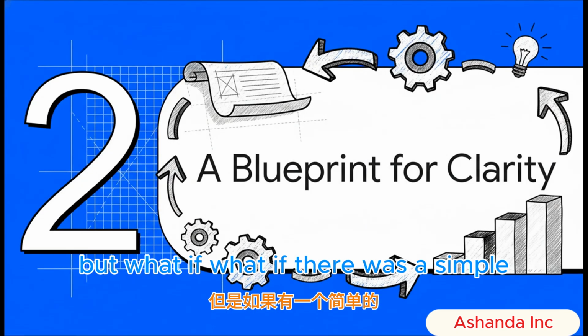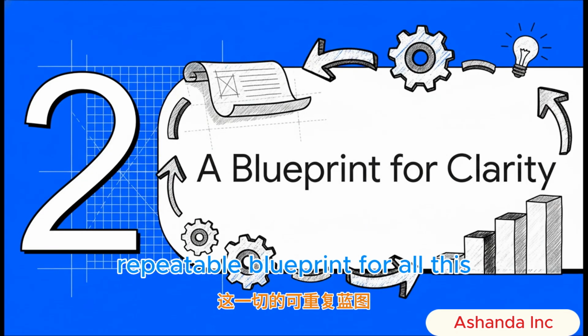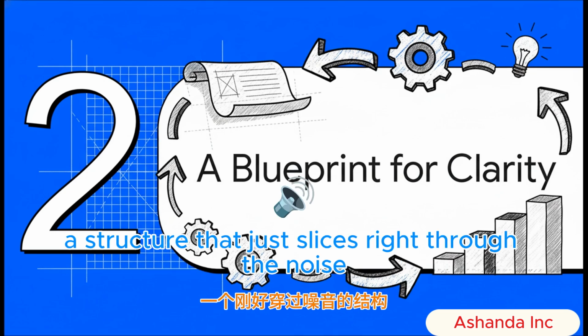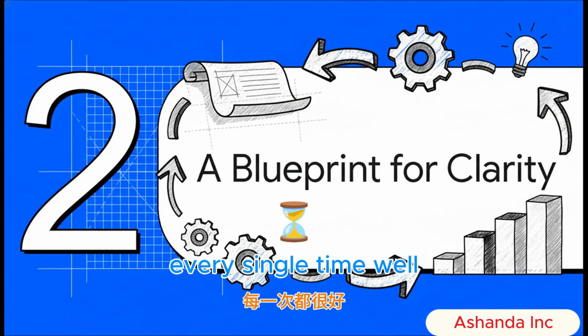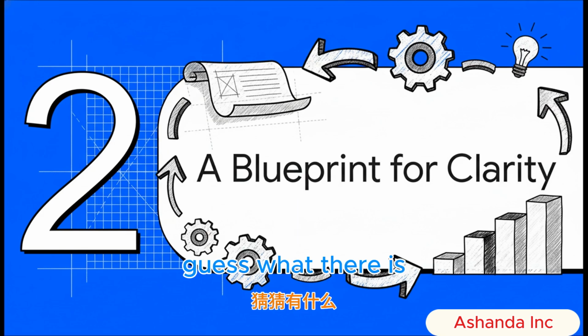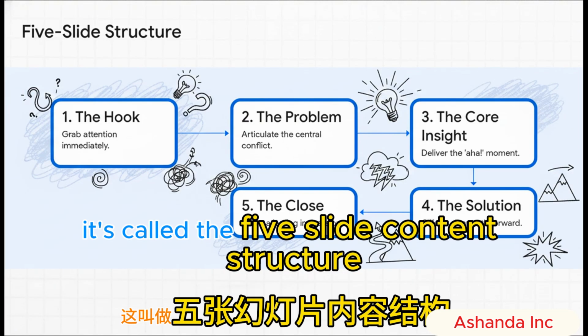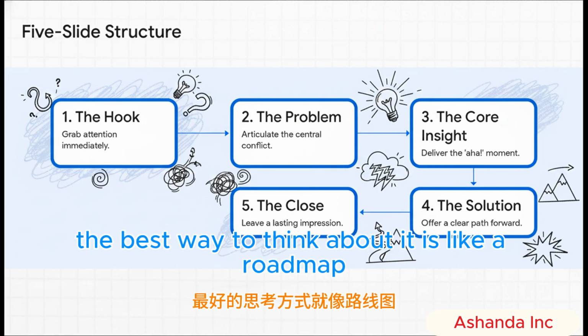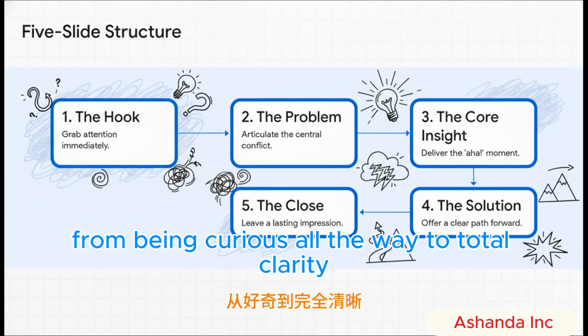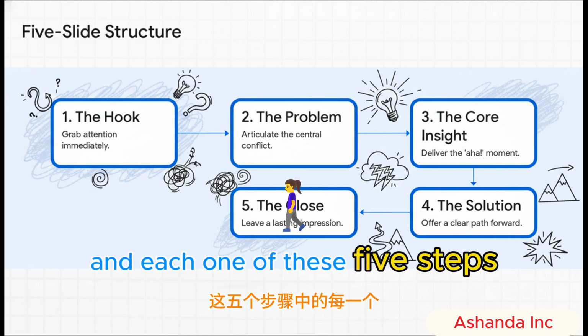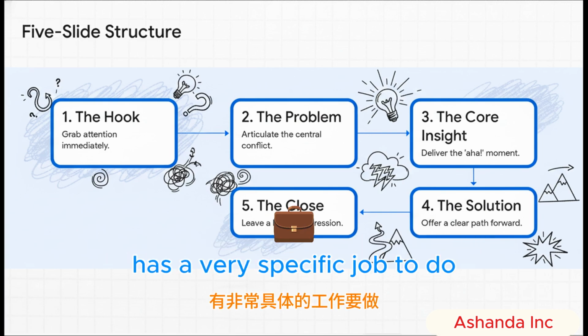But what if there was a simple, repeatable blueprint for all this? A structure that just slices right through the noise and makes your message land with a punch every single time. Well, guess what? There is. And here it is. It's called the 5-slide content structure. The best way to think about it is like a roadmap. It's designed to take your audience on a little journey from being curious all the way to total clarity. And each one of these 5 steps has a very specific job to do.